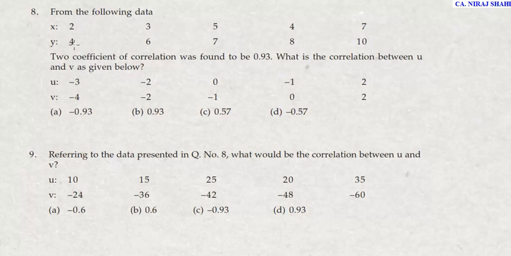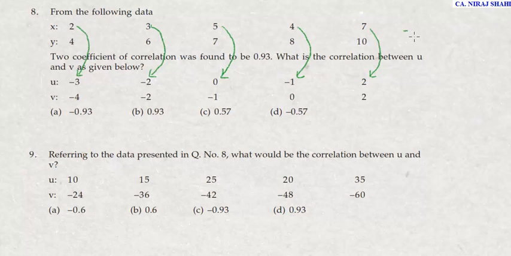From the following data, the coefficient of correlation between x and y was found to be 0.93. What is the correlation between u and v as given below? Let us find out the change which they have made to transform x into u. You can see here that from each and every variable 5 has been deducted. So 2 minus 5 is going to be minus 3, 3 minus 5 is going to be minus 2, 5 minus 5 is naturally 0, 4 minus 5 is minus 1, and 7 minus 5 is equal to 2.